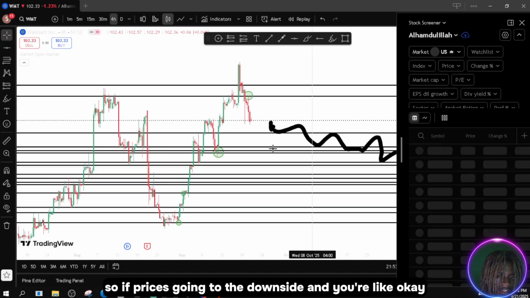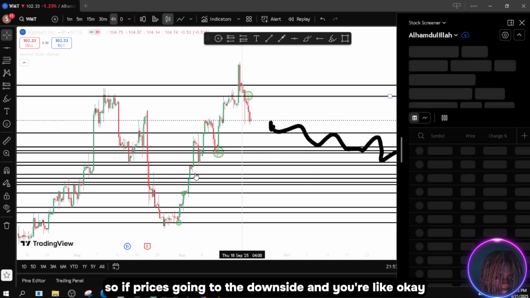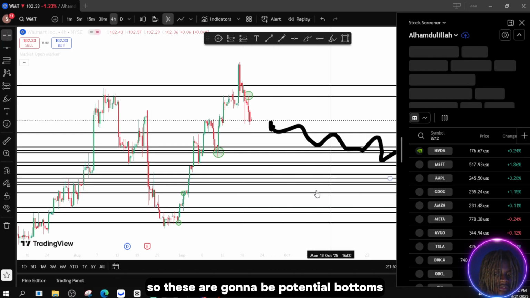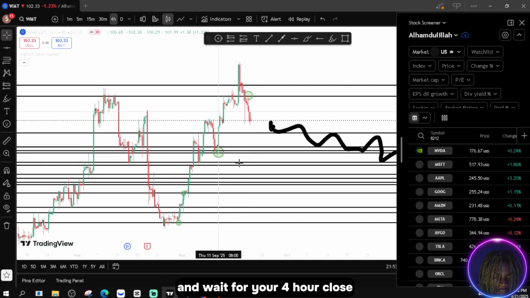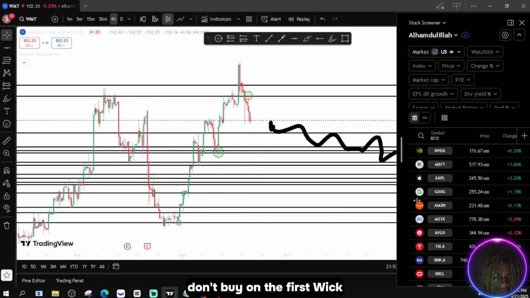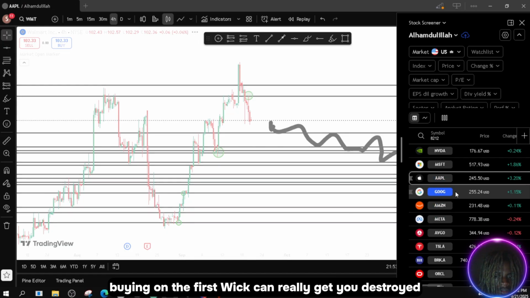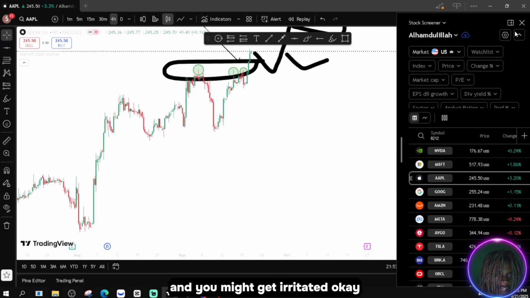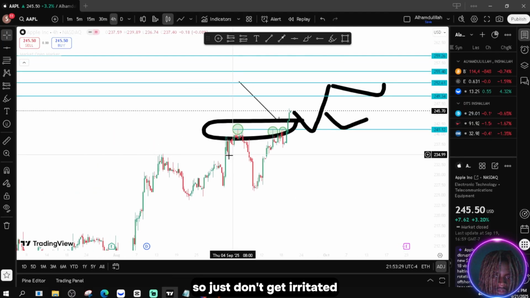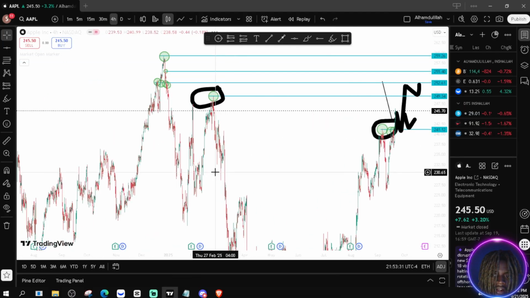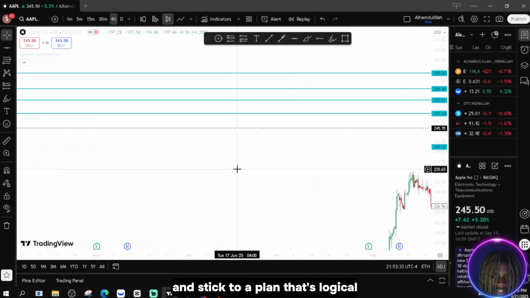Okay, so if price is going to the downside and you're like, okay, where's the bottom? So these are going to be potential bottoms, and wait for your 4-hour close. Don't buy on the first wick. Buying on the first wick can really get you destroyed, and you might get irritated. Okay, so just don't get irritated and stick to a plan that's logical.